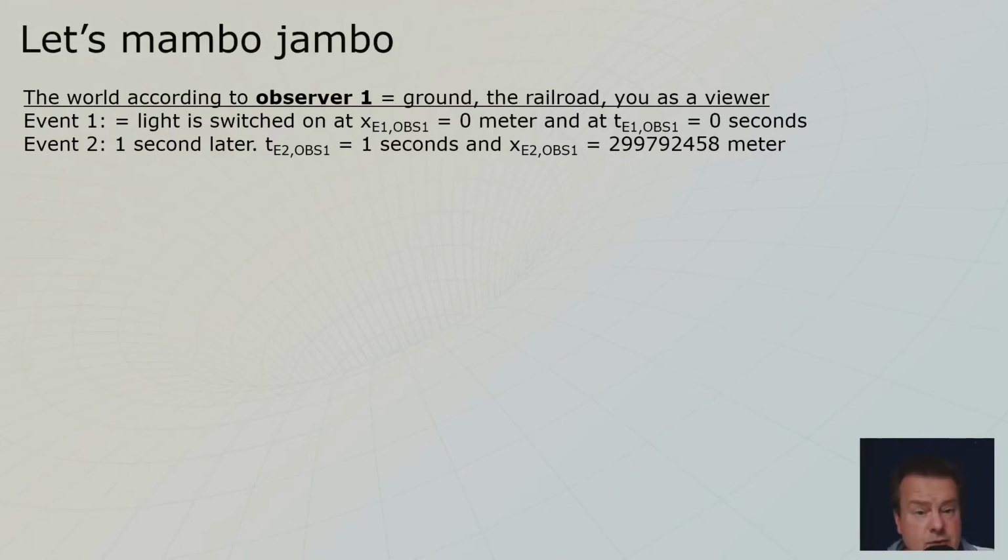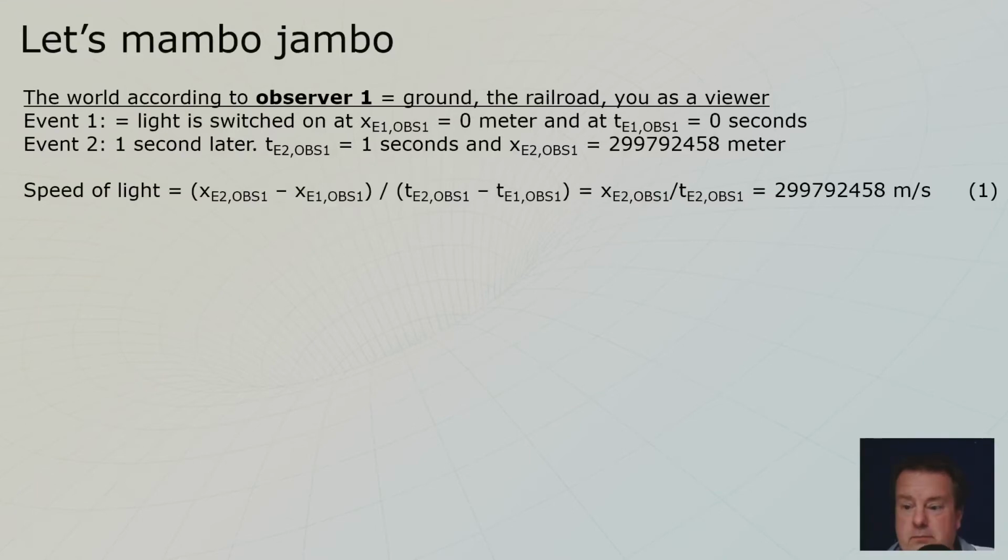And what will be the x of that moment for the flashlight, the flash? It will be exactly 299,792,458 meters away, because it was traveling at the speed of light. Let's check it. Speed of light is the change in x coordinates divided by the change in time, meters per second, delta x over delta t. It's the speed of light. So, we're good for observer 1.